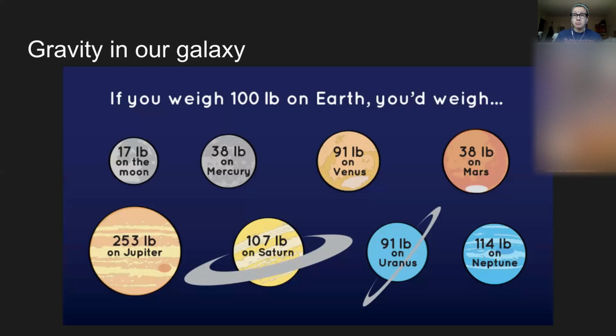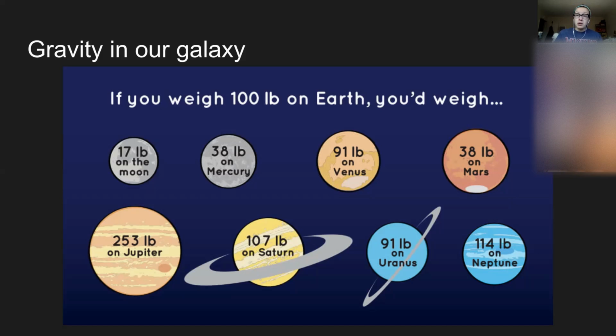Well, that means that smaller planets and moons and things don't have as much gravity. They're not pulling us down as hard. So if you weigh 100 pounds on Earth, when you went to the moon, you'd only weigh about 17 pounds, which is pretty crazy. So it actually is pulling you down less, and so you feel very, very light.